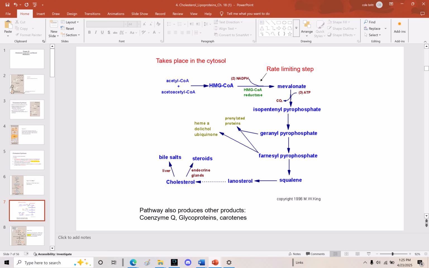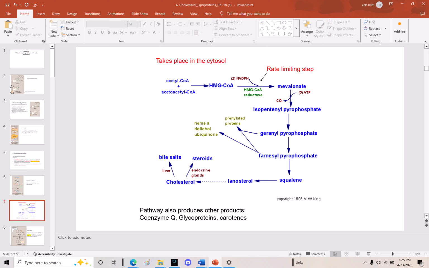You don't need to know any enzymes between mevalonate and squalene or any of these intermediate products. And there's a lot of them. There's like 20 steps that we're skipping here. Essentially, mevalonate is eventually converted into squalene. The only enzyme I'm requiring you guys to memorize for cholesterol synthesis is HMG-CoA reductase.